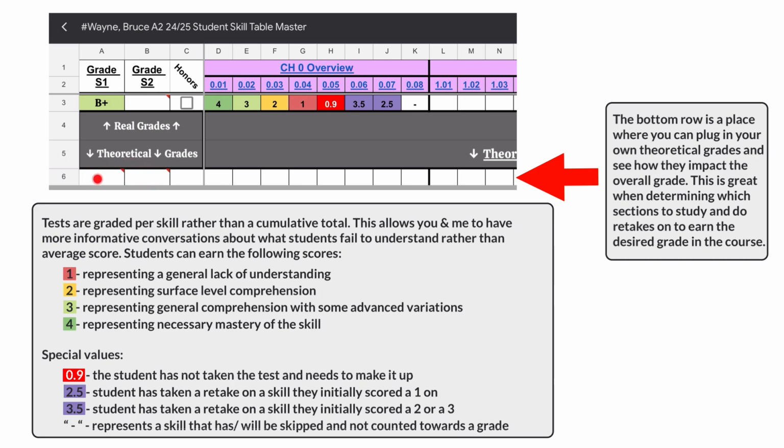These two values, which represent the semester 1 and semester 2 grades, have script written in them, the same script that's written here, that will auto calculate your grade based upon what you throw in here.